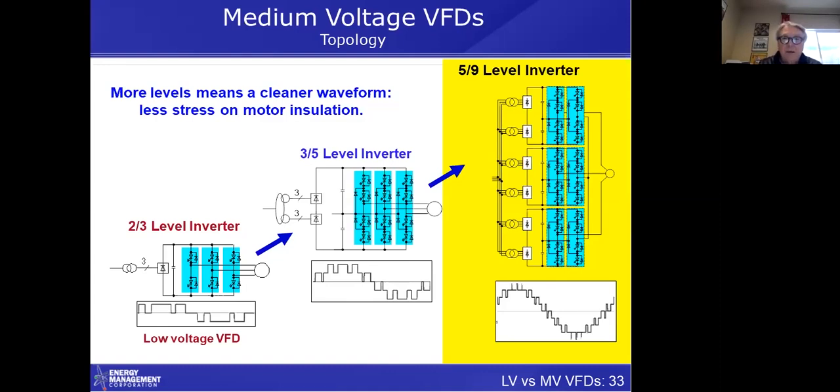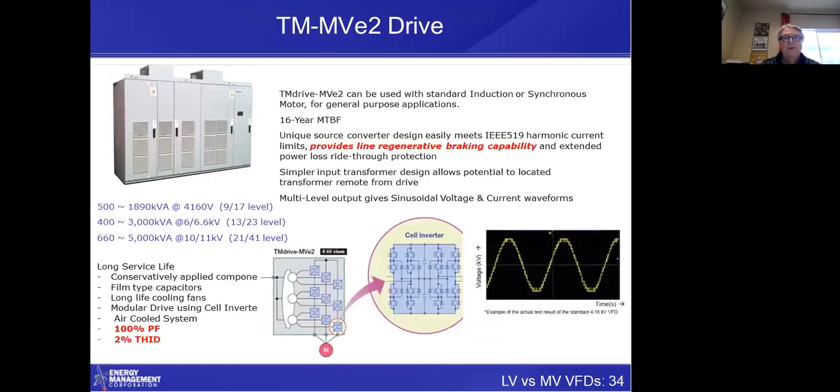In my opinion, a 3-level inverter is okay for 2400 volts, but in today's market, I wouldn't use a 3-level inverter. I would insist on 5 or more levels. So again, wait, it gets better. Here is a state-of-the-art drive. Again, this is a TM-MVe2. It has 9 levels. So that's 9 levels from 0 to peak, or 17 levels from peak to peak.